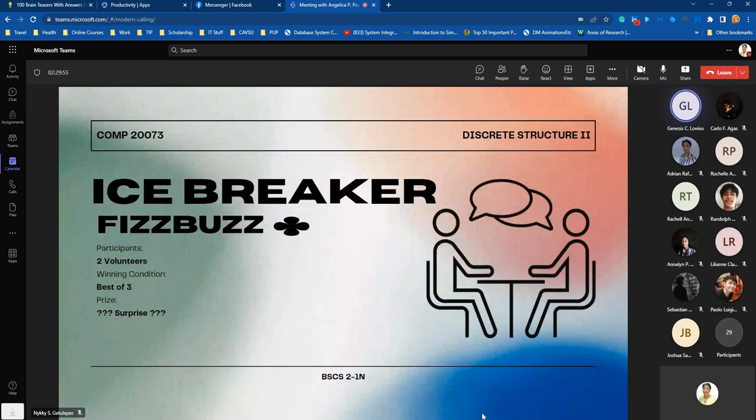For example, you alternate: 1, 2, then the other says fizz instead of 3, since 3 is a multiple of 3. Then it continues: 4, buzz, fizz, 7, 8, fizz, and so on. When a number is a multiple of both 3 and 5, you say fizz buzz. So if it's 15, you must say fizz buzz. That's the mechanics of the game. If someone makes a mistake, the opponent must notice.